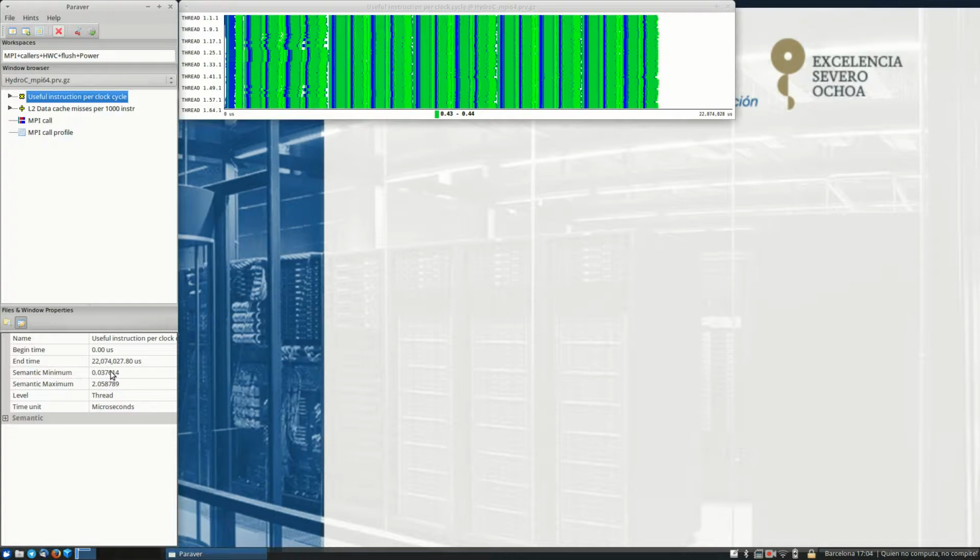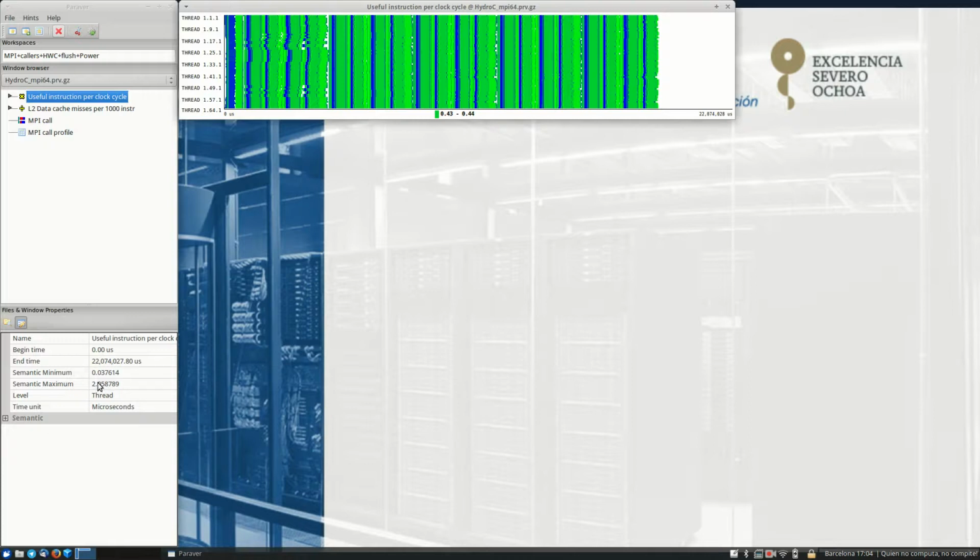So going back to what we are looking at, the IPC. Our values are going from 0.037 to a maximum of 2.06. Okay. Could I get an idea of the distribution of this IPC throughout the execution?